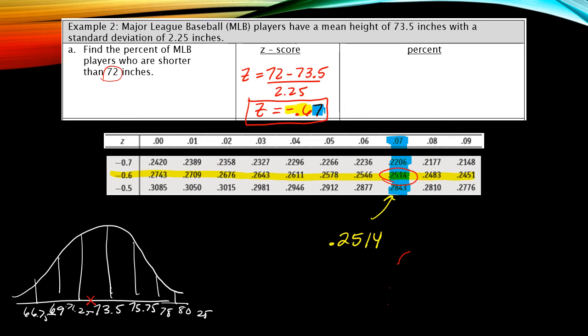Okay, so that is telling us our decimal, 0.2514. And then in order to change that into a percent, I move my decimal over 2 times. So it would be 25.14%. So 25.14% of Major League Baseball players are shorter than 72 inches.